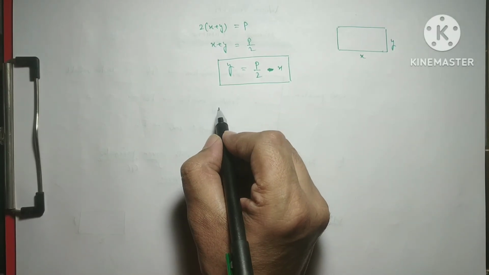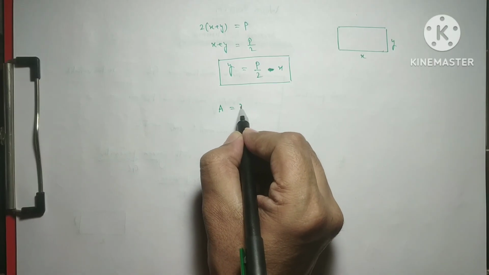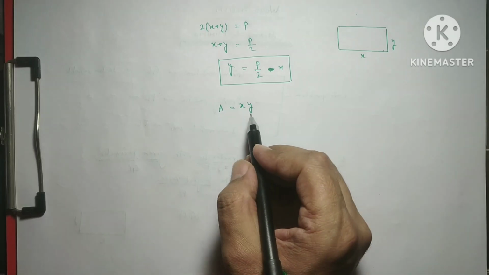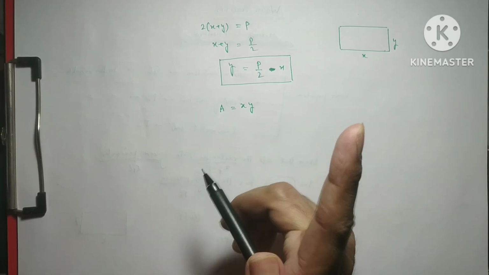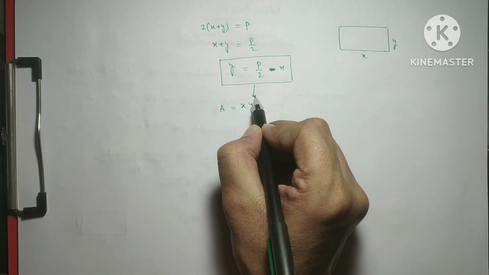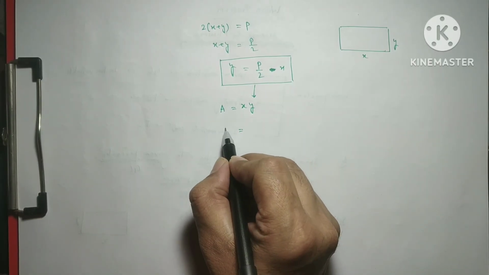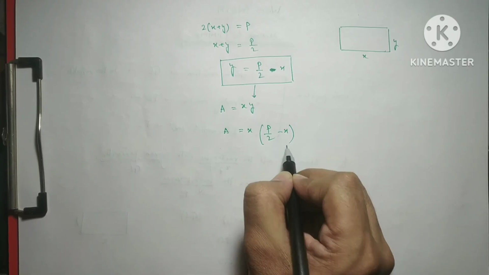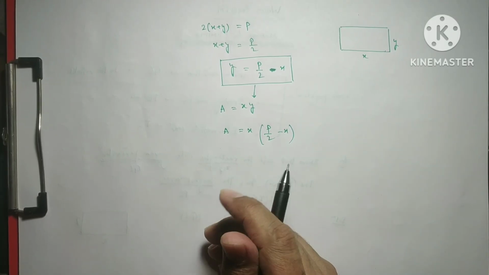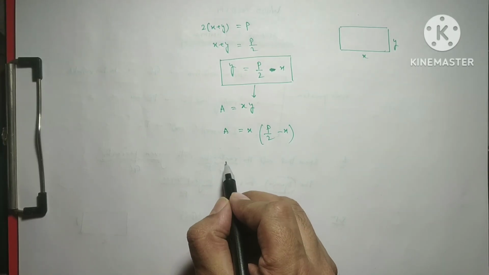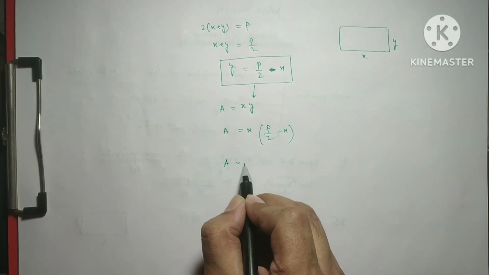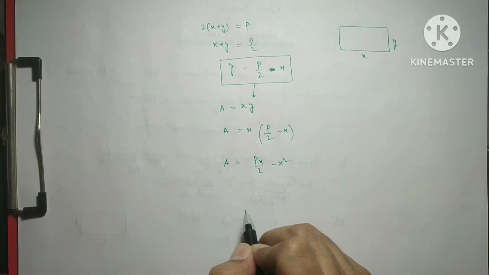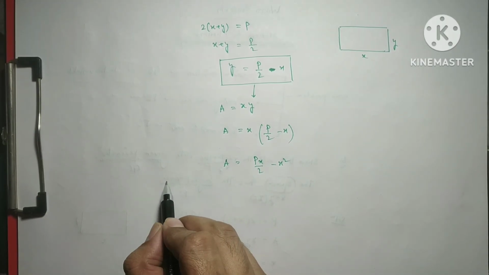Right now proving condition is area. Area is x into y, and this is also in two variables. We want to convert this equation in one variable, so we put this value in proving condition. So right now A is x into P by 2 minus x. So these are plane figure, rectangle, 2D figure. So area will be Px by 2 minus x square. So right now we will use second derivative test.